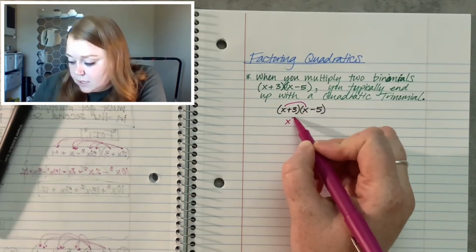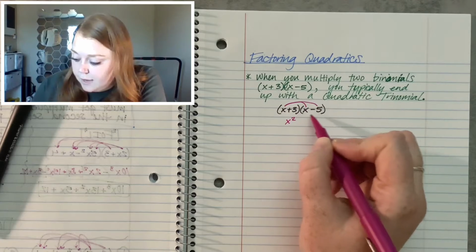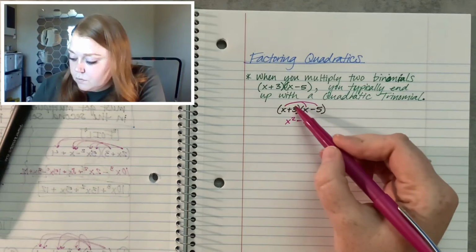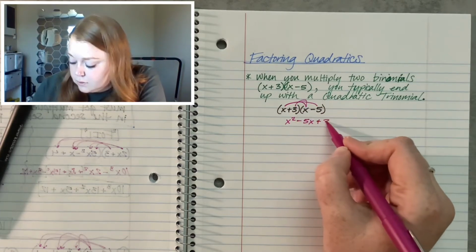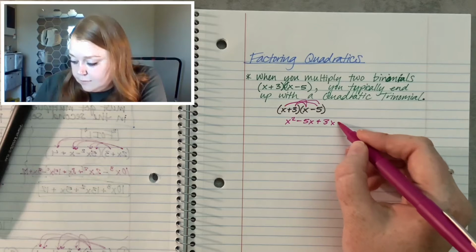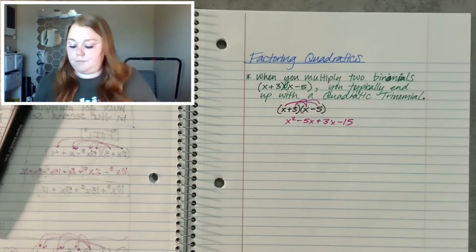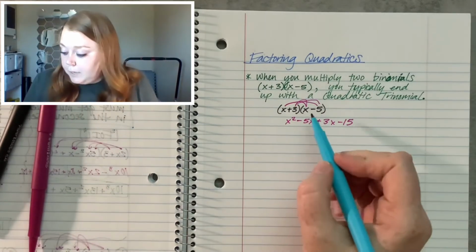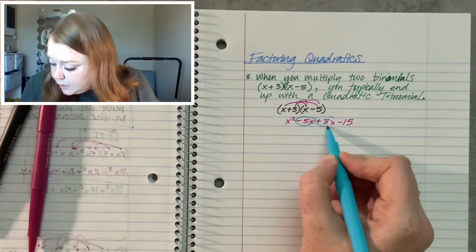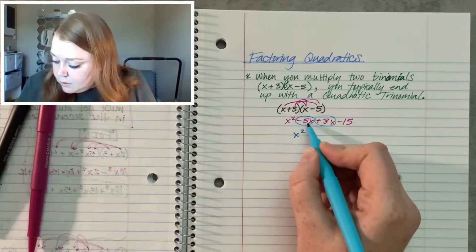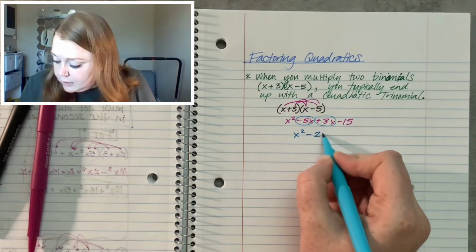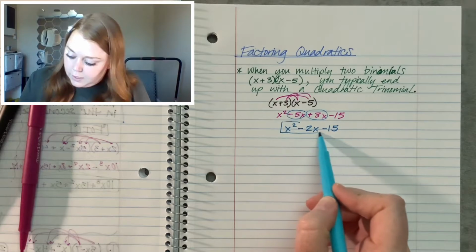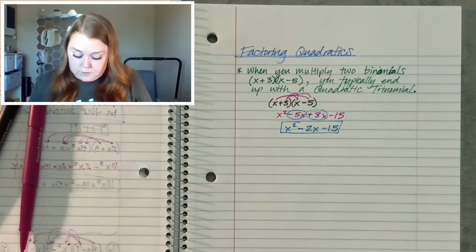X times x is x squared. X times negative 5 is negative 5x. 3 times x is 3x. 3 times negative 5 is negative 15. Okay. And then you go to combine your like terms. My negative 5x can go with the 3x. Negative 5 plus 3 is negative 2. So we would be left with x squared minus 2x minus 15.